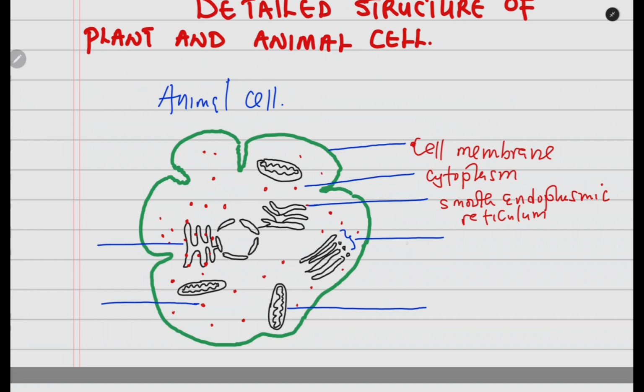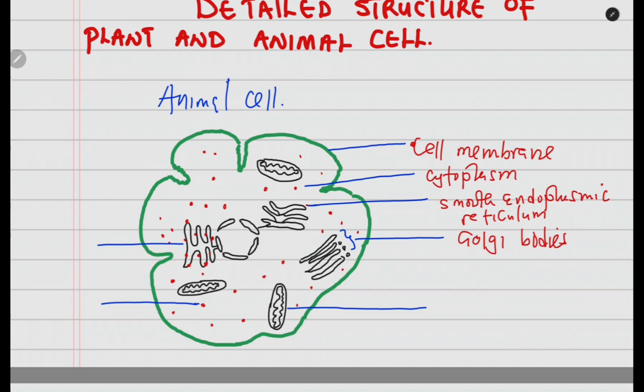Then we have this body of vesicles. This is what we call Golgi bodies. So one is called the Golgi apparatus, but a lot of them, like you can see, there are plenty of them. So that is called Golgi bodies. They are called Golgi bodies.